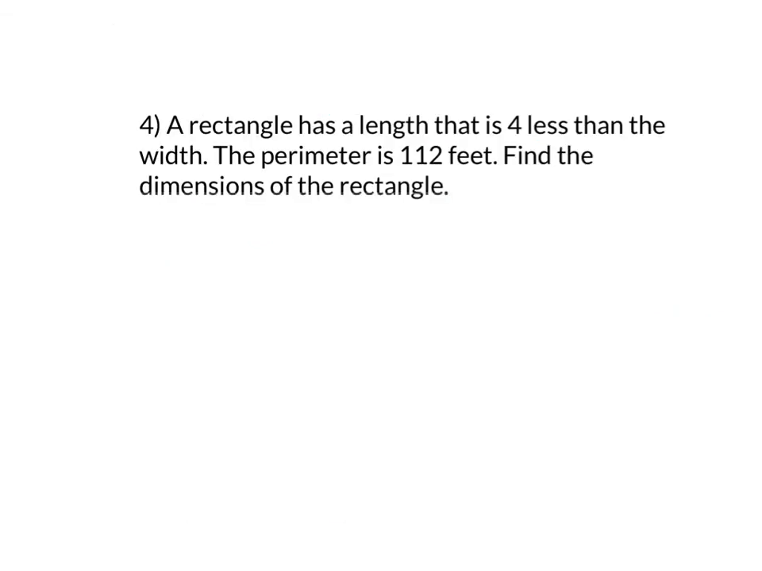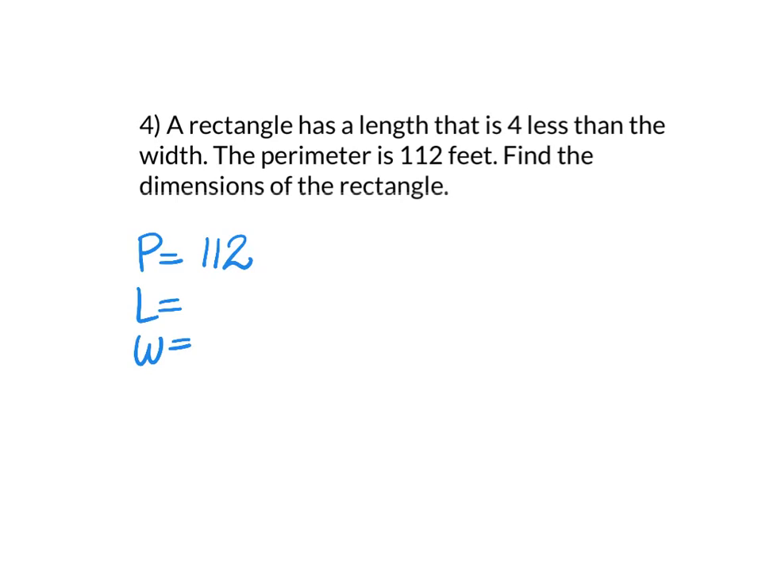Problem number 4. A rectangle has a length that is 4 less than the width. The perimeter is 112 feet. Find the dimensions of the rectangle. Okay, so starting out before, we know that we have a perimeter that we need to find the information for. We have a length and we have a width. So we're given the perimeter, which is 112 feet, so I'm going to fill that in. And then I have a length and a width.